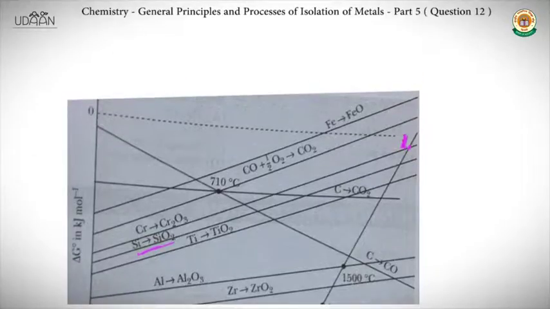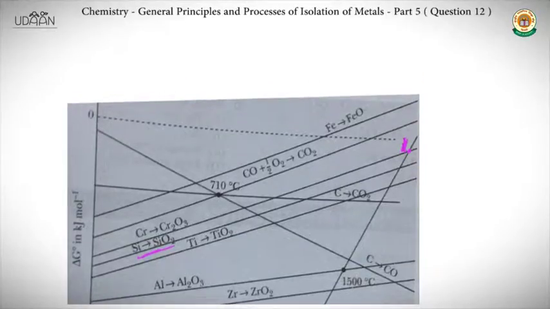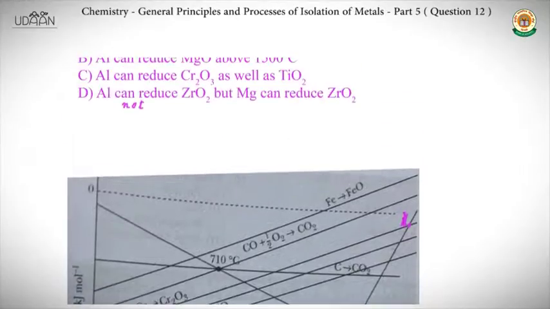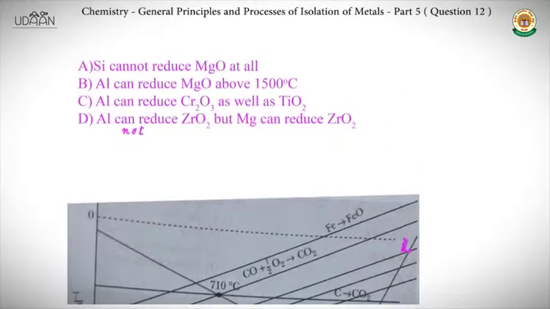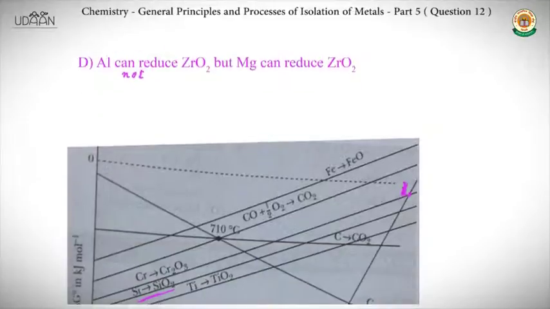So now we move to the option. Actually, it's above that temperature, right? Yeah, it's above that temperature. Did I say below? No. Okay, right, it's above the temperature. So Al can reduce MgO above 1500 degrees Celsius.